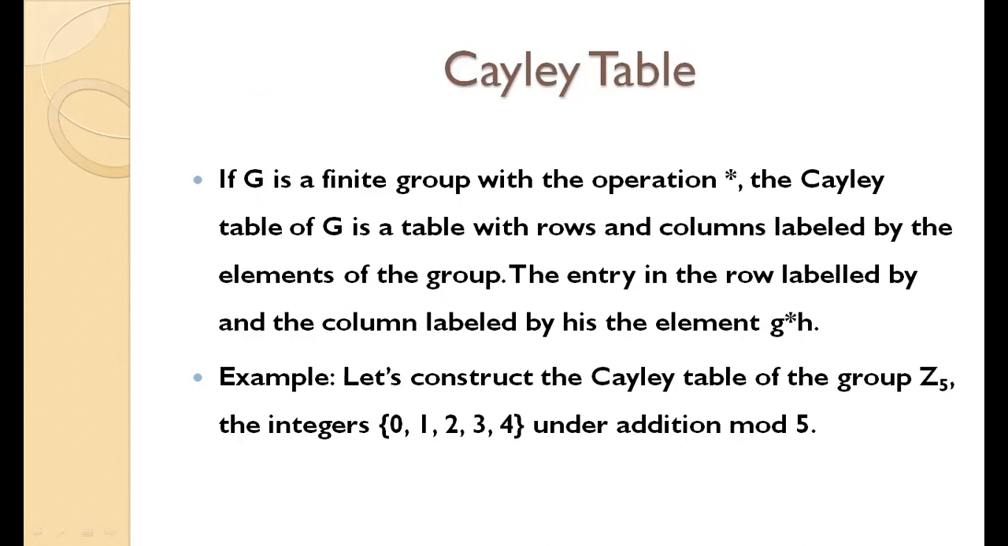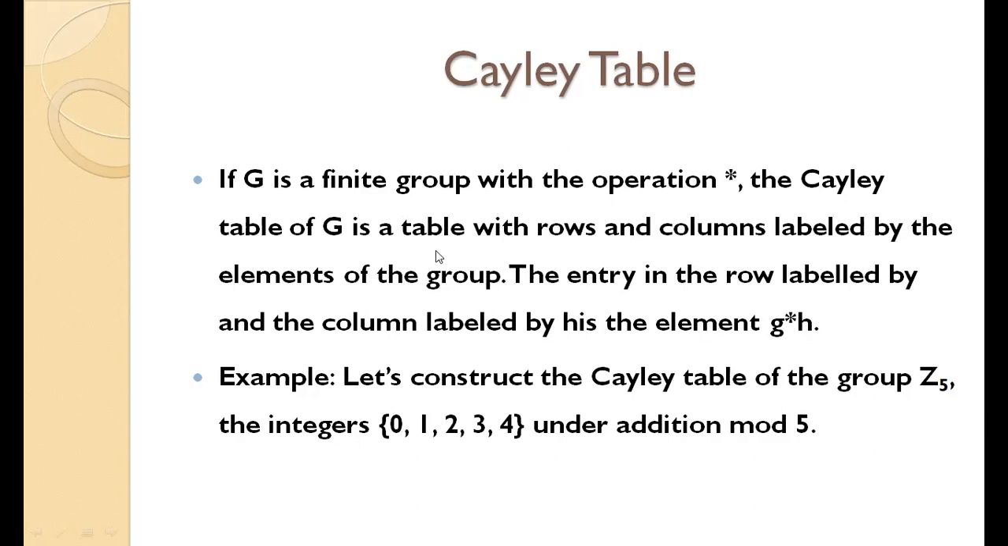Here, see what a Cayley table is. If G is a finite group with the operation star, star meaning binary operation, the Cayley table of G is a table with rows and columns labeled by the elements of the group. The entry in the row labeled by g and the column labeled by h is g star h. For example, you have to write all these elements in rows and columns, multiply these row and column elements, and write the result in a table.